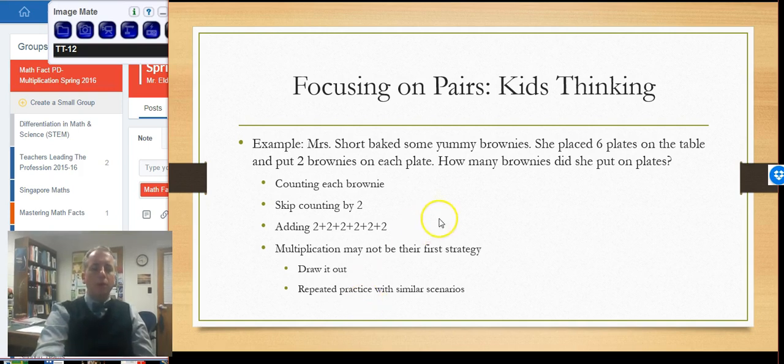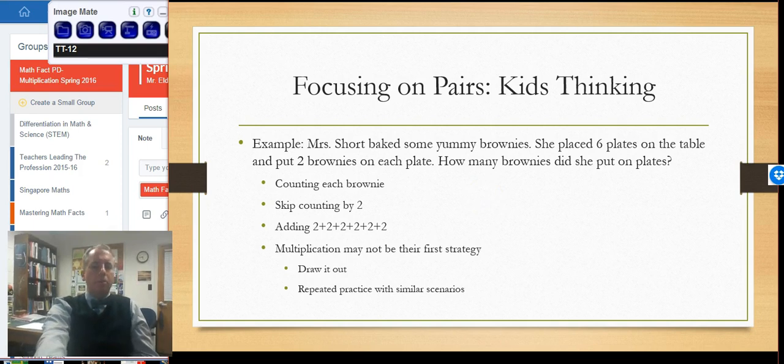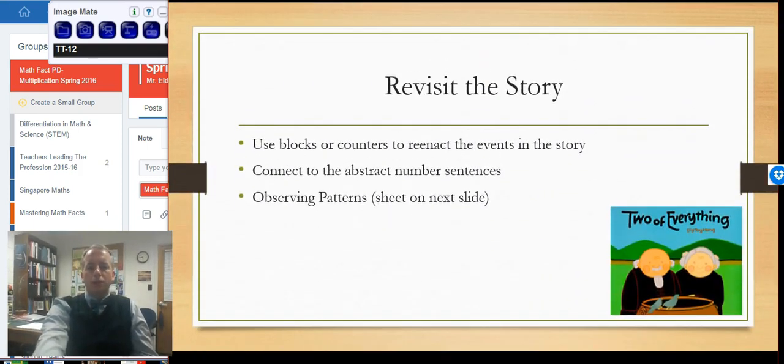So we want to continue the practice. We want to have that practice with different scenarios that look a lot the same. So it might be a different kind of food. It might be a different number of plates. It might be setting up for a party in the classroom, right? We want to keep coming back to the story, right? So the story gives us lots of examples, lots of places that we can come back to with blocks, with counters.